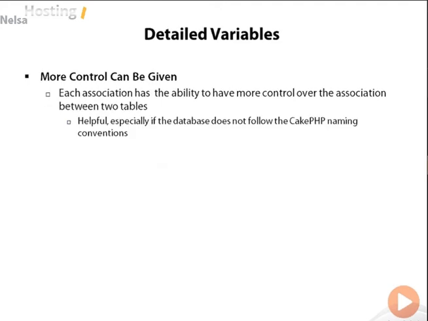Each of these variables can be extended to have an associated array. Now each key value pair in the association has the ability to have more control over the association between the two tables. This is helpful when the database that you've inherited does not follow the CakePHP naming conventions. I'm going to show you a few examples of these type of association arrays that can be set.